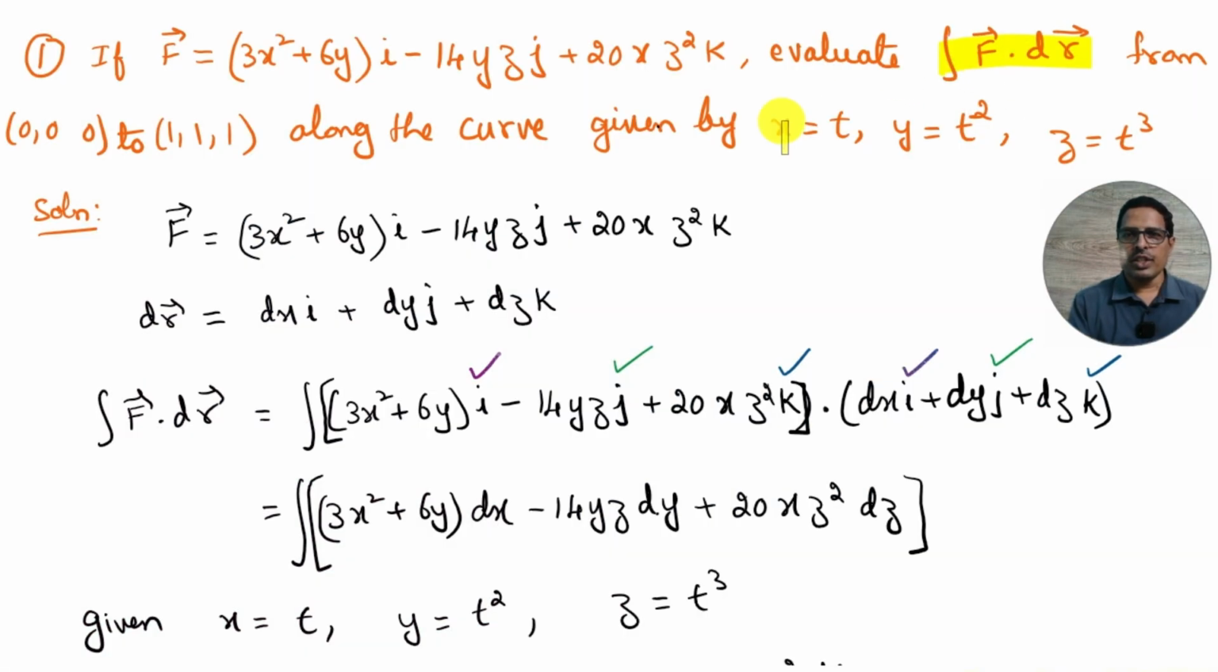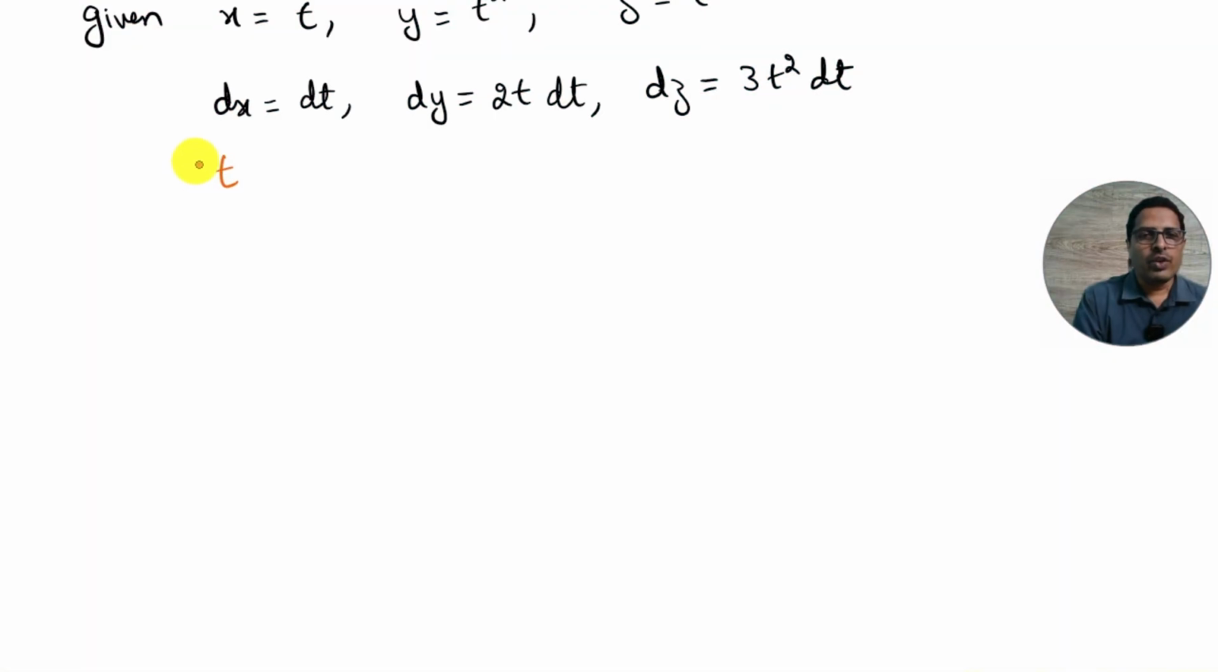Further it is given that this integral varies from 0, 0, 0 to 1, 1, 1. That means these are the values of x and y which are varying. So if the value of x is 0, then the value of t is also 0. Suppose if the value of x is 1, the value of t will be 1. Therefore, the value of t will be ranging from 0 to 1.